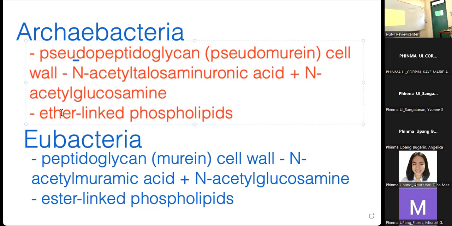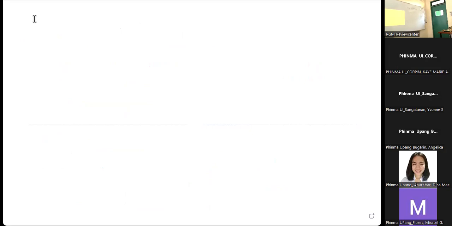Alright? So, now let's go back doon sa ating mga classifications, which I already mentioned to you. Ayan. So, pwede nang burahin. Bubura tayo. Okay. All right, so remember na there are two superdomains. You have the eukarya and the prokarya. All right?